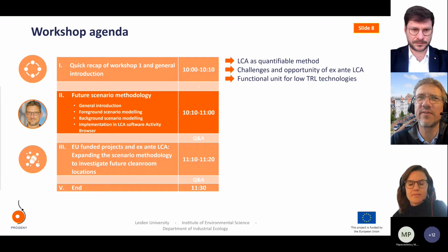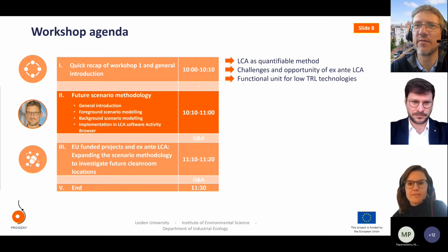Although it could be quite interesting for certain foreground systems, where technology developers actually know something about the inherent uncertainties of technologies even in the future. Then I think it could be interesting. Yeah.